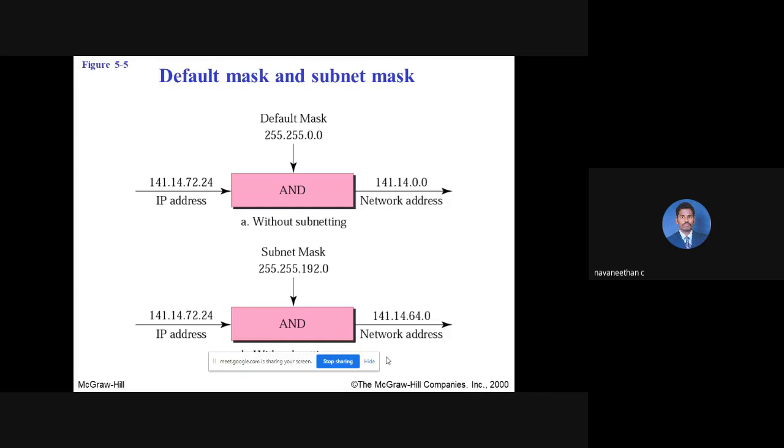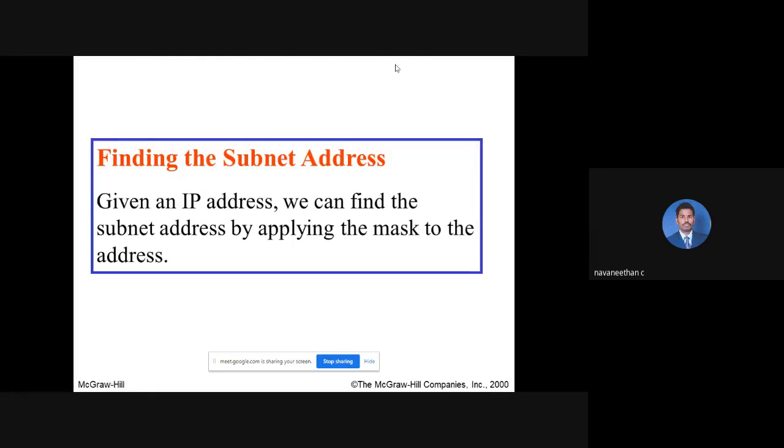Suppose there is a need for going for subnet masking. I have given an IP address and I have given a mask address. So we are asking you to find out the subnet address. So how to find it? Very simple. Just look at the objective. I have given an IP address, and we are asking you to find the subnet address by applying the mask.